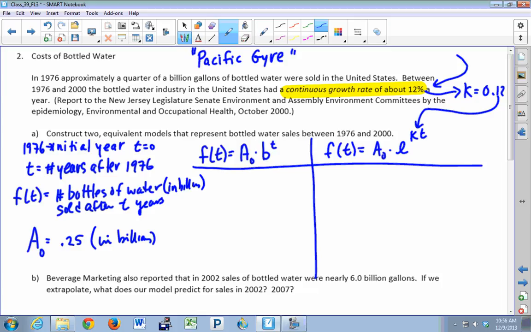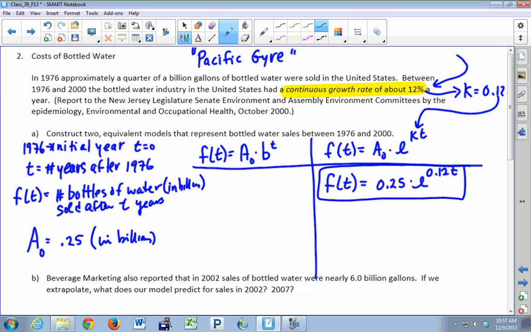So I can figure this out now. I can write my model. Here's my model using a continuous growth rate, 0.25, that represents my 250 million in 1976, times E to the 0.12 T. So there's my model. You tell me T, and I'll tell you what the prediction is, or the estimate, for that year, how many bottles of water were sold in billions.